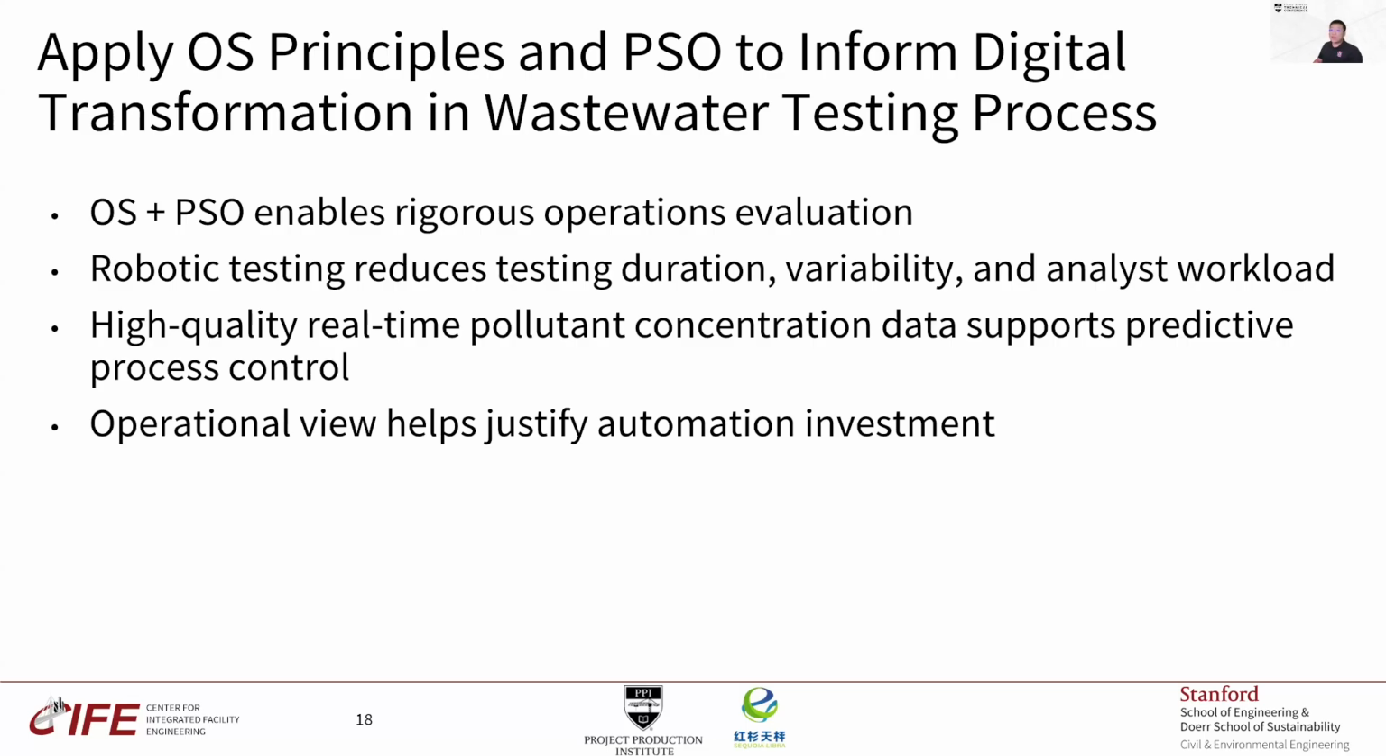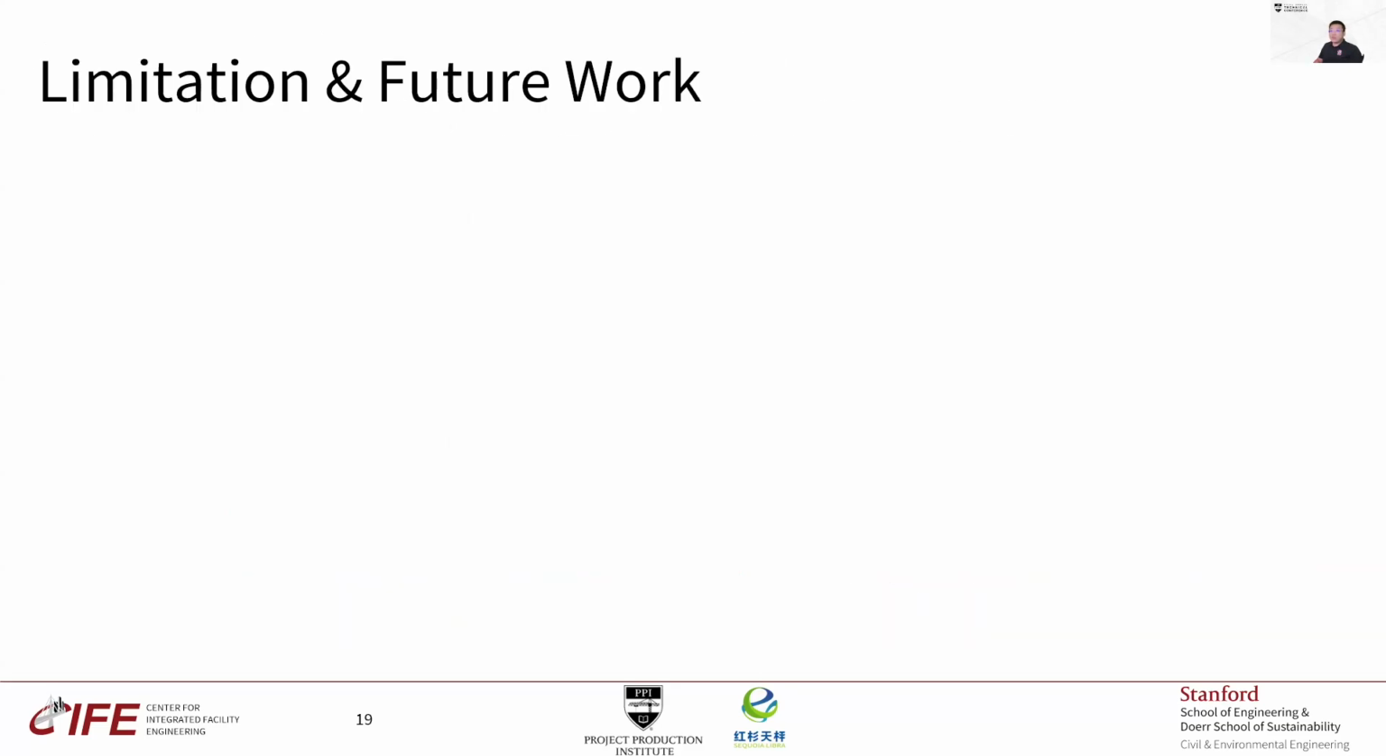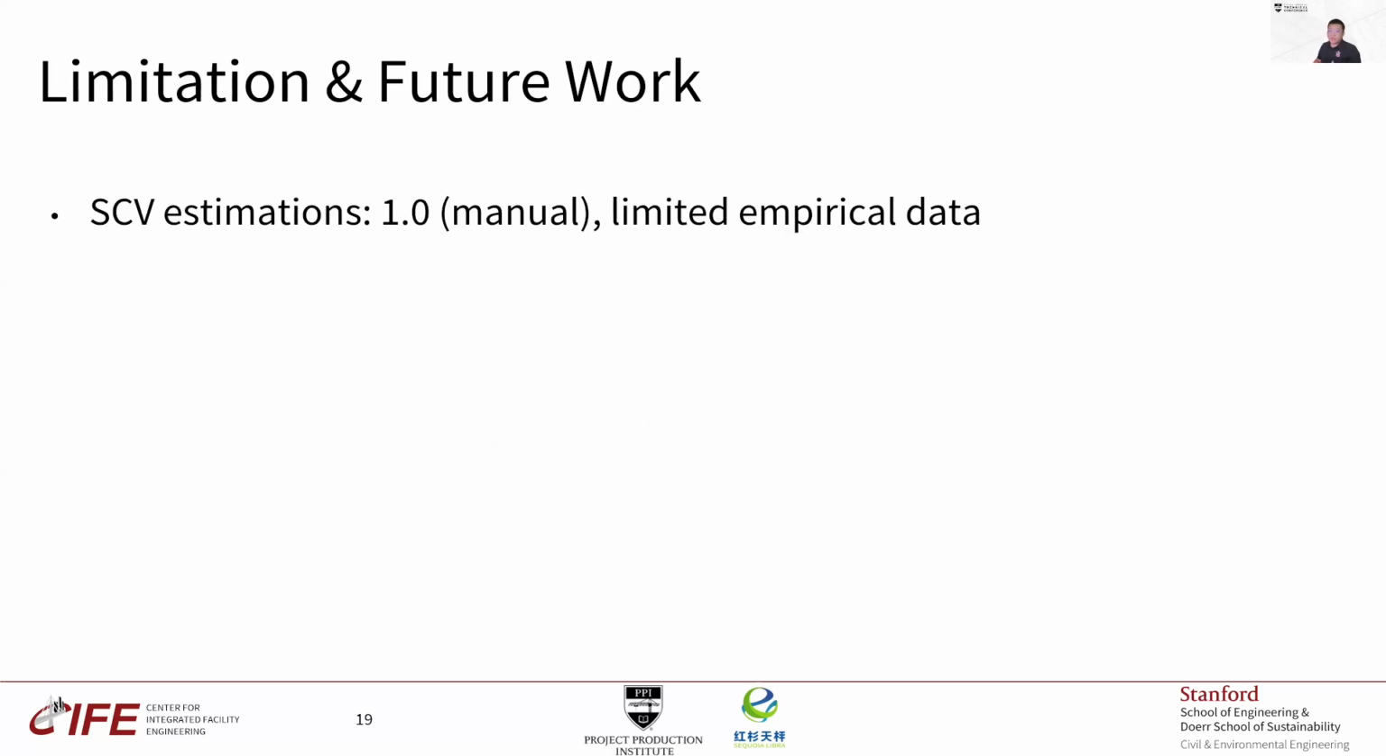At the end, the Xinyi Wastewater Treatment Plant's management team moved forward with this robotic testing platform with a clear goal to enhance their testing process stability, reduce the cycle time, and improve the responsiveness to pollutant fluctuations. That said, this work still has some limitations. For the squared coefficient of variation estimates, we used 1.0 for manual with limited empirical data. We didn't really model the rework and failure scenarios, which will largely affect the whole process in a day.